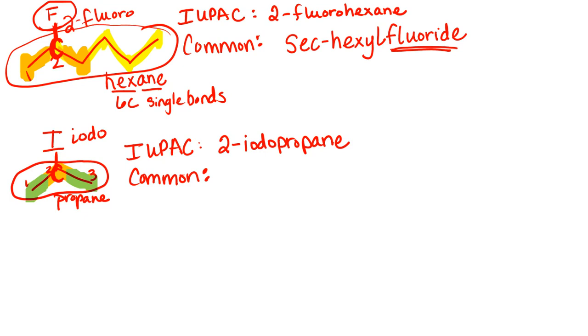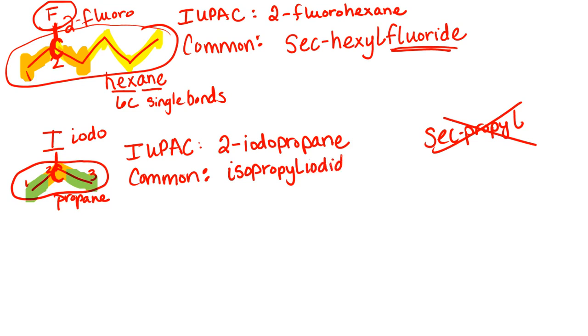But what you have to recall is that there's just no such thing as sec-propyl. That doesn't exist. This is the only isomer of propyl, and so we're going to call this isopropyl, and the iodine becomes the root of the name, iodide. Isopropyl iodide.